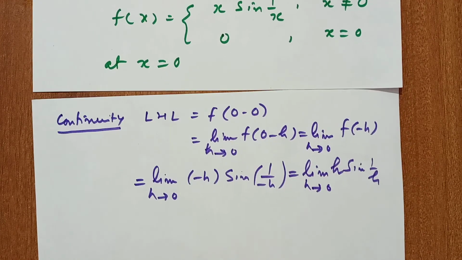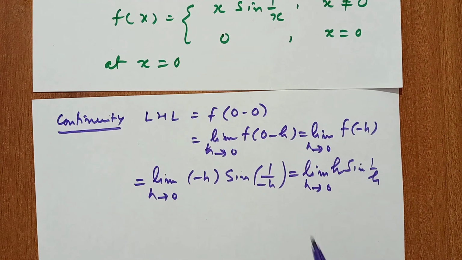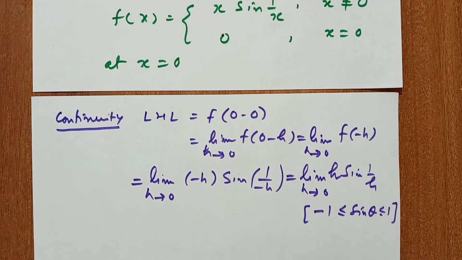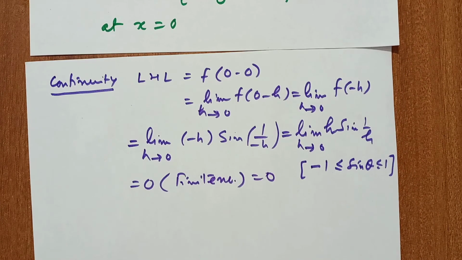Now, what is 1/0? Infinity. Sine of infinity. Since −1 ≤ sin θ ≤ 1, it means for any value of h this always lies between −1 and +1. That means this is finite. So 0 into a finite number is equal to 0. So this is equal to 0. This is the left hand limit.